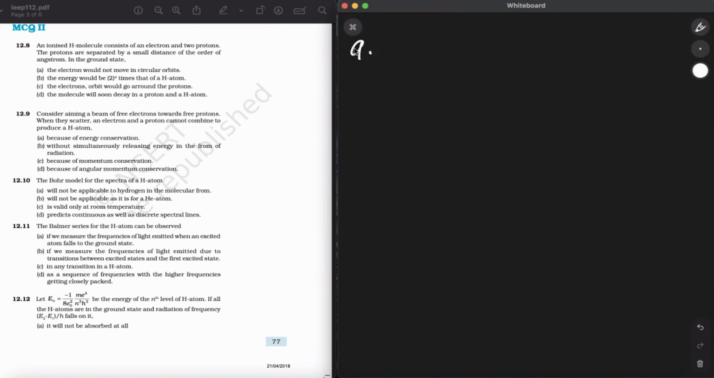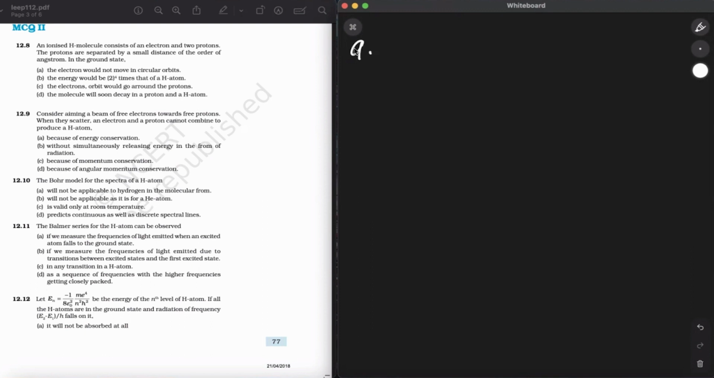Energy conservation, obviously true. So option A is correct first of all. Because when a beam of free electrons is aimed, the electrons scatter on account of energy conservation. To make an H atom, they have to be provided with some energy equal to or greater than the binding energy, because the electron and proton are getting bound together in this case. Option B: without simultaneously releasing energy in the form of radiation. This statement is also correct, because if an electron and proton do combine to form a hydrogen atom, a large amount of energy will be produced, which will be released in the form of radiation.